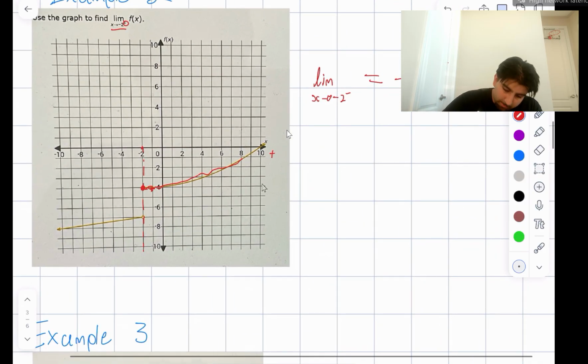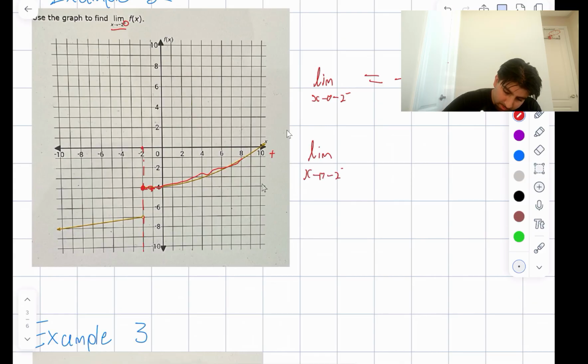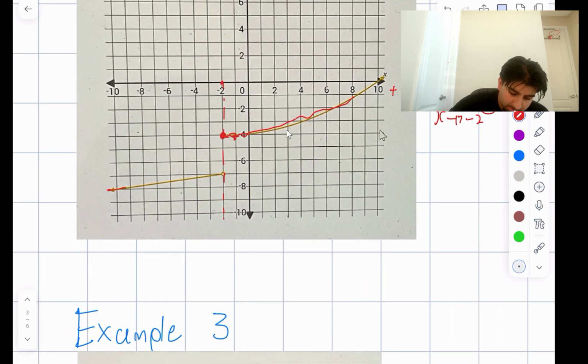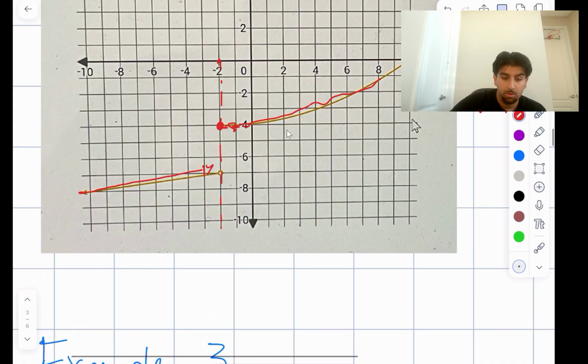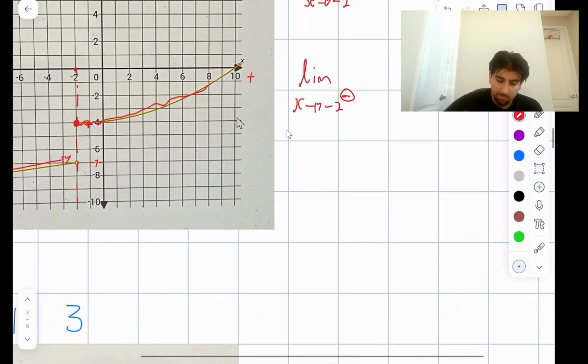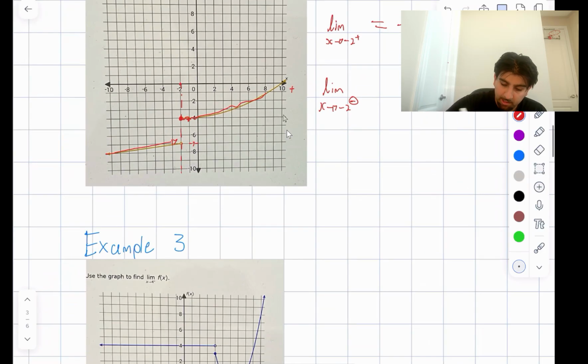Now, what about the limit as x approaches -2 from the left side? Notice the negative sign. As we approach from the left to x equals -2 here, what's our value? Our value here is -7, right? So the limit as x approaches -2 from the left side equals -7.